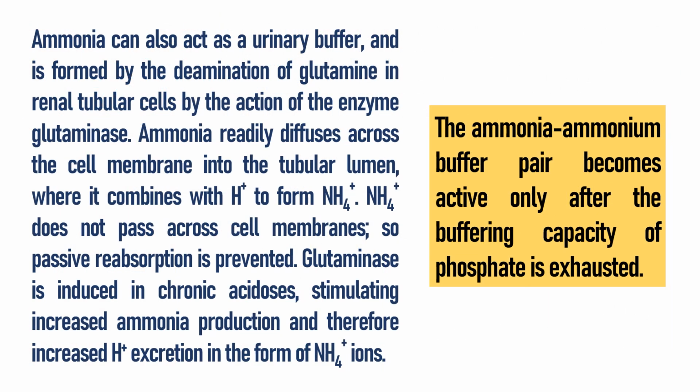Ammonia can also act as a urinary buffer, and is formed by the deamination of glutamine in renal tubular cells by the action of the enzyme glutaminase. Ammonia readily diffuses across the cell membrane into the tubular lumen, where it combines with hydrogen ions to form ammonium ions. Ammonium ions do not pass across cell membranes, so passive reabsorption is prevented. Glutaminase is induced in chronic acidosis, stimulating increased ammonia production and therefore increased hydrogen ion excretion in the form of ammonium ions. The ammonia-ammonium buffer pair becomes active only after the buffering capacity of phosphate is exhausted.